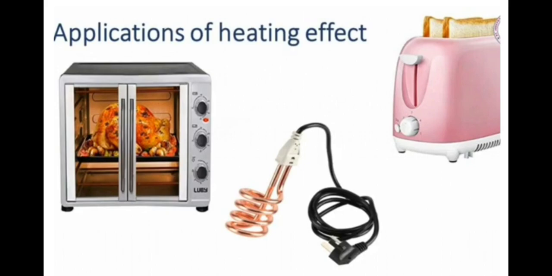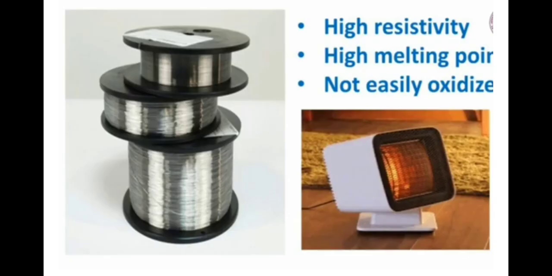Applications of heating effect. Electric heating device. The heating effect of electric current is used in many home appliances such as electric iron, electric toaster, electric heater, etc. In these appliances, nichrome, which is an alloy of nickel and chromium, is used as the heating element. Why? Because it has high resistivity, high melting point, and it is not easily oxidized.